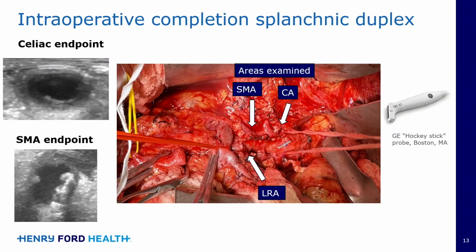And then, as the arrows point out, these are the typical areas that we examined during our intraoperative completion duplex. I have not pointed out the right renal. We try to visualize it, but this is very hard to look at using a duplex.